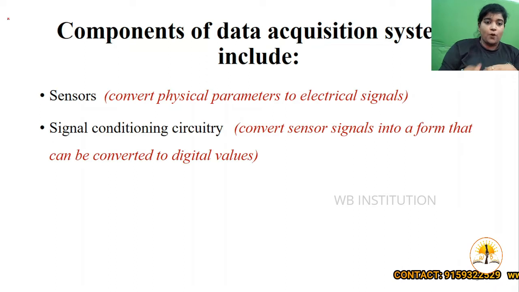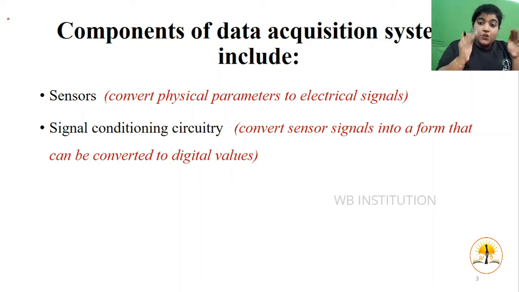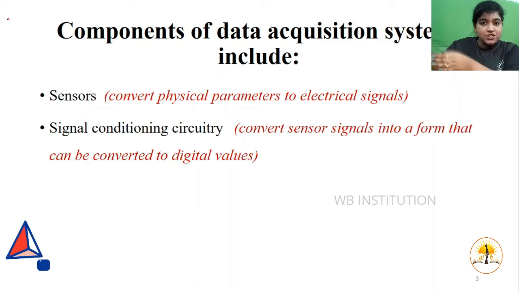Clear? Now the next component is your signal conditioning circuitry. That seems to be very important. I'll explain in more detail when we come to the block diagram explanation. Now, just know what the important components in your data acquisition system are. You have a sensor first, and next is your signal conditioning circuitry. From the sensor, I'll be getting an electrical signal, and the signal conditioning circuitry converts this signal into a suitable form. If it has an error, or if the amplitude value is low, it will go for amplification. So it will correct the signal in order to give a better digital output. Clear?